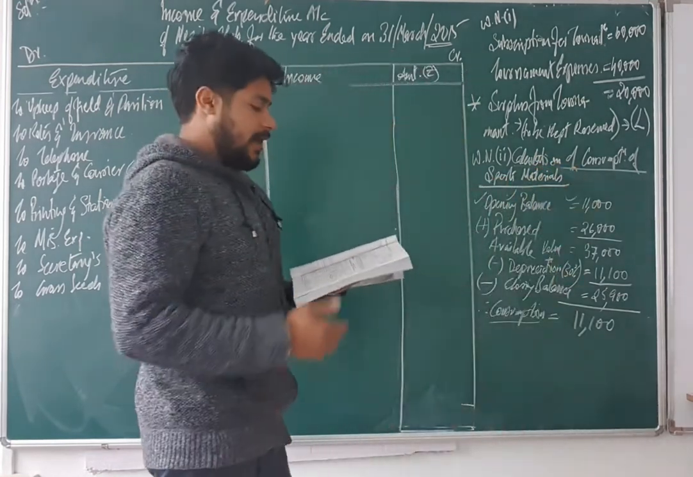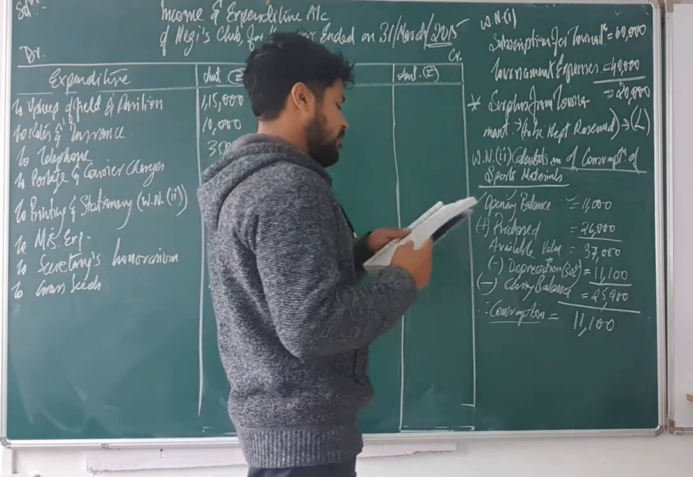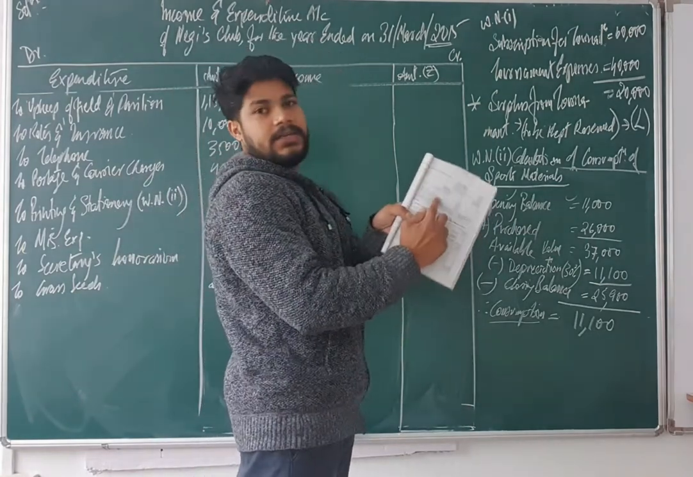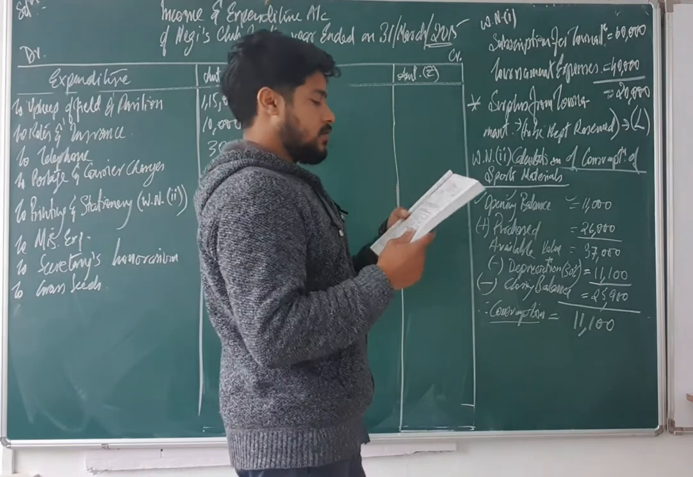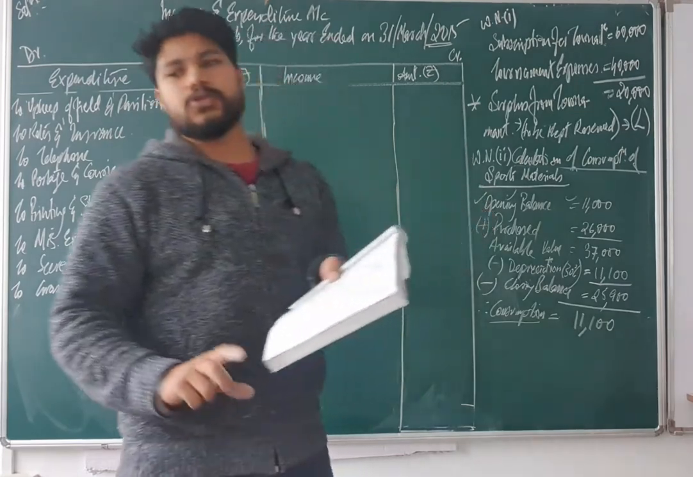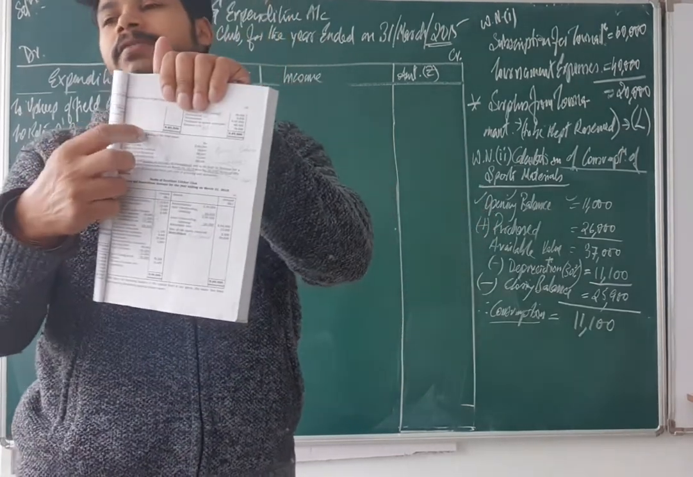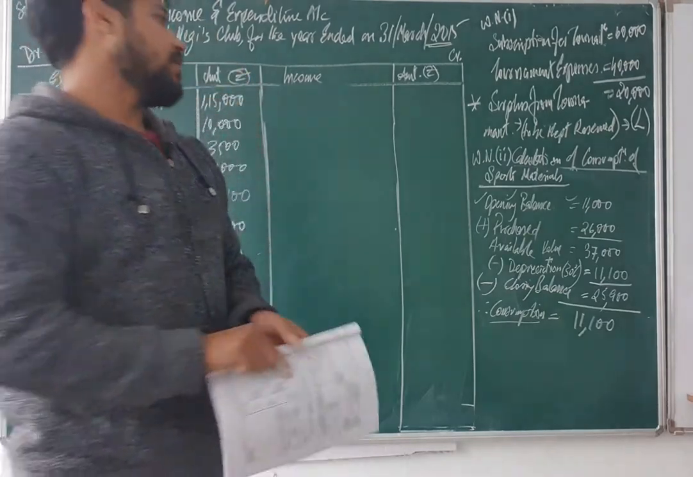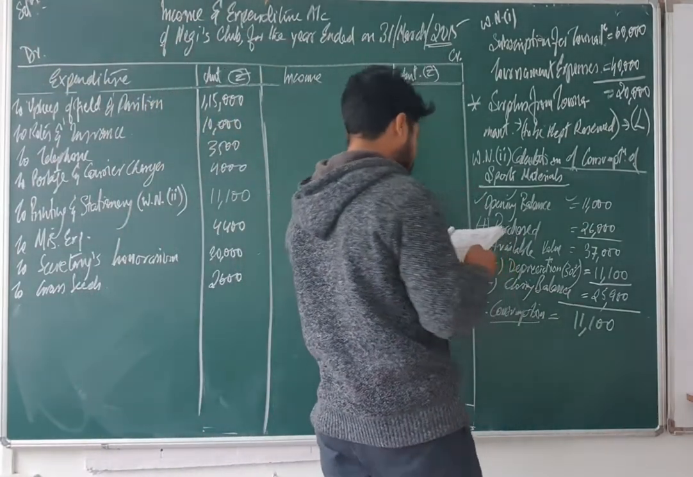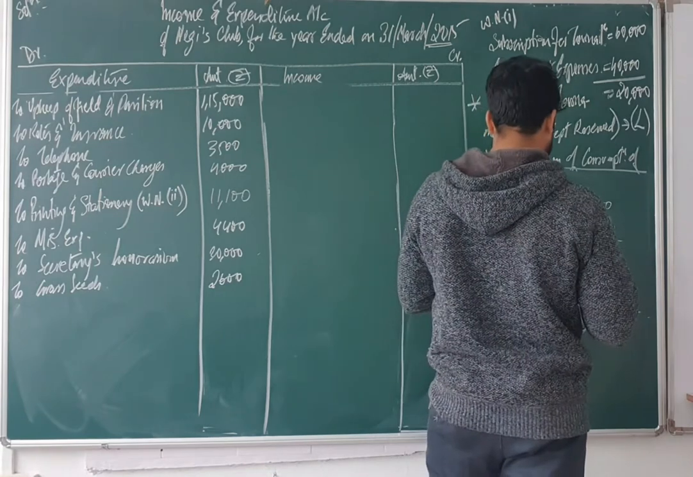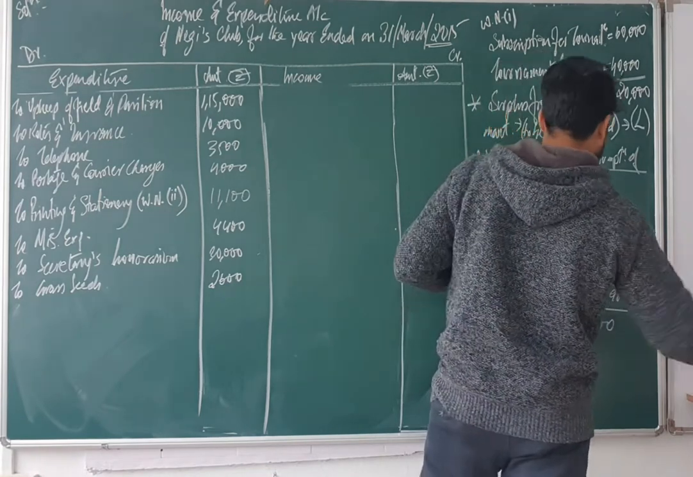Now get the opening balance. It's given in the question. Check, the opening balance is given here in the question. Stock of sports material, you can check, given in the question. Opening balance. It is 85,000, no? Yes.